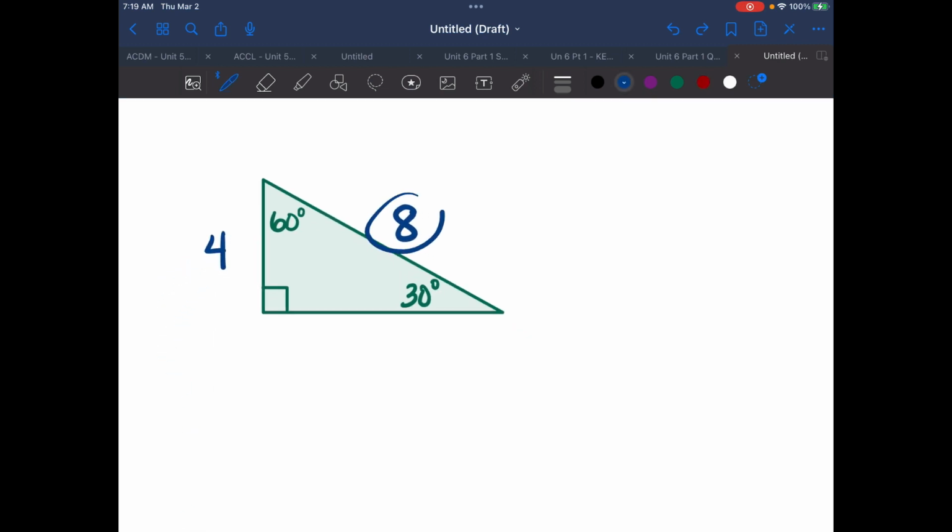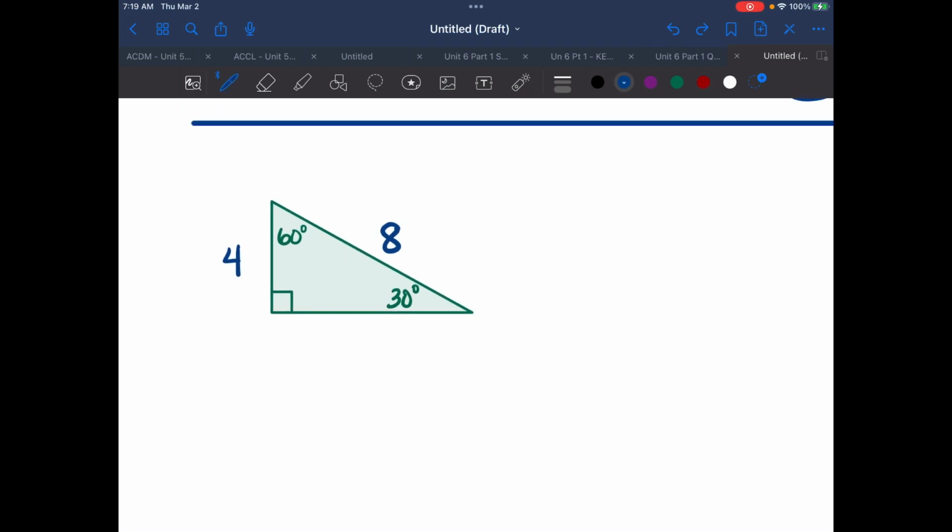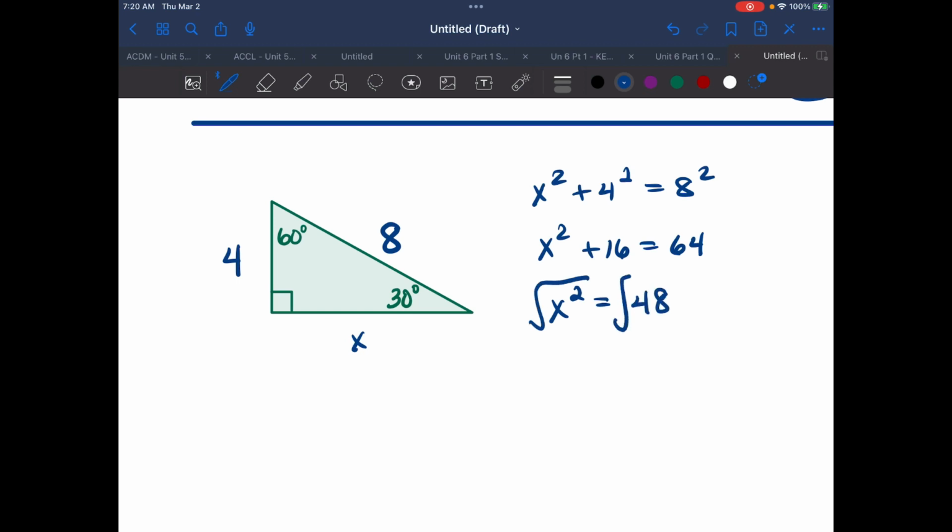Again, I have my hypotenuse across from 90, the biggest side, 8. The shortest side is now half of 8, or divide by 2. Let's see again what happens if I use the Pythagorean theorem. Let's call this x. Let's have x squared plus 4 squared equals 8 squared. Therefore, x squared plus 16 equals 64. I'm going to have x squared equals 48. And then after taking the square root, we have radical 48.